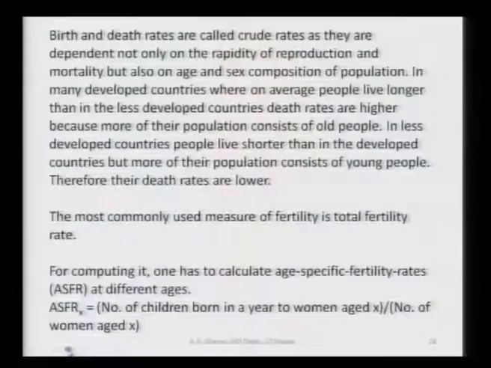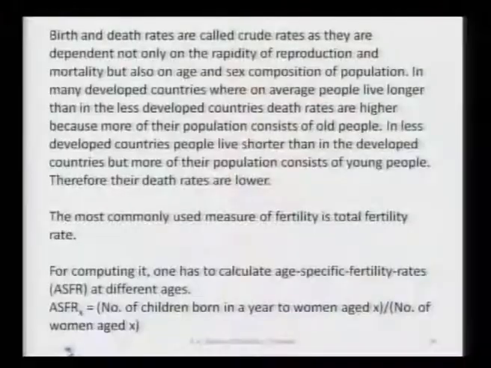Below 15, 40%. When the number of children is so large in the age group up to 15, obviously, mortality is much lower than the mortality at ages above 70 or above 80. So, that is the reason why in less developed countries, crude death rates are similar to crude death rates in the developed countries.